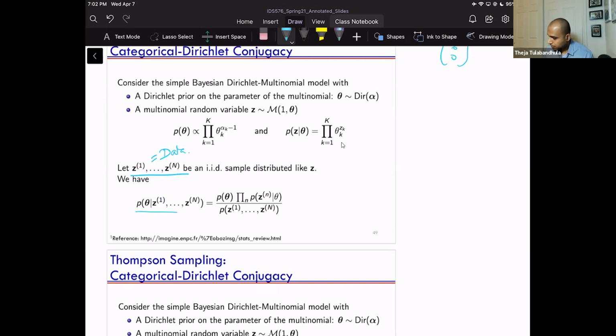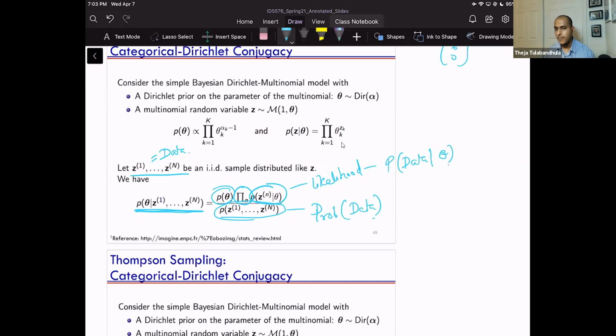Then the posterior distribution over theta is equal to the prior distribution over theta times the likelihood, and there's a product over n, which just means multiply n times because there are n independent trials, n independent events, and then divided by the probability of the data. So this is the likelihood, which just means probability of data given theta. Okay? That's what this is.